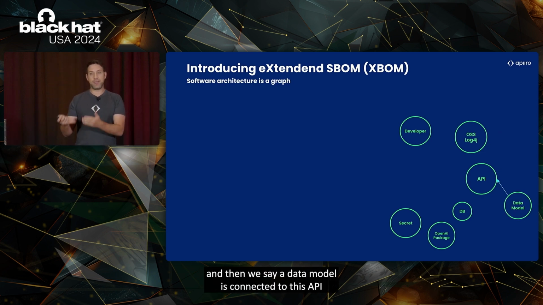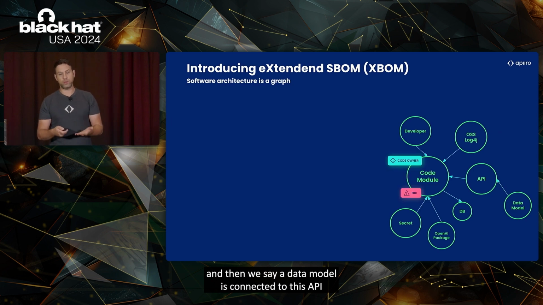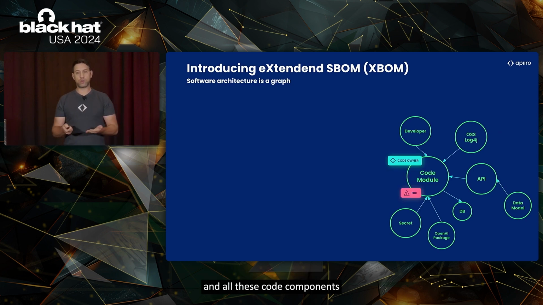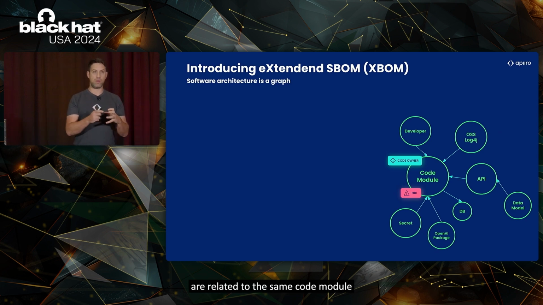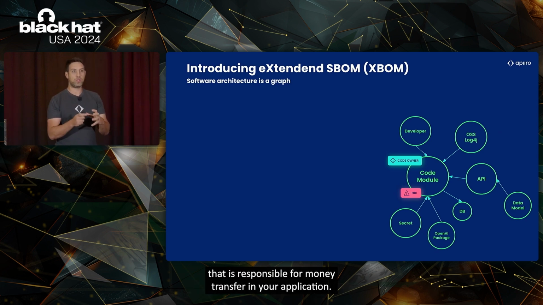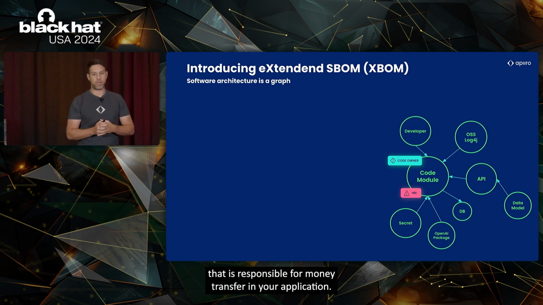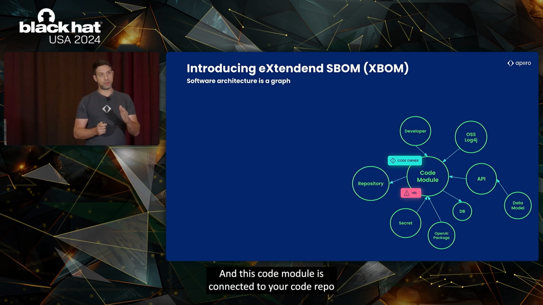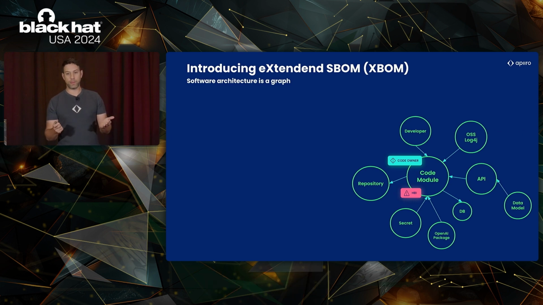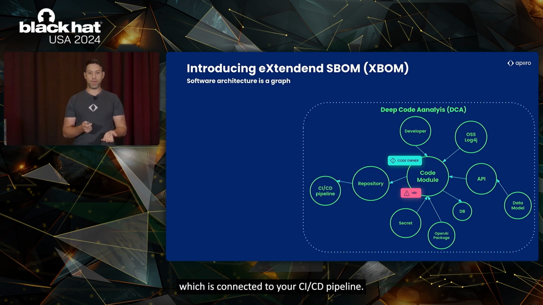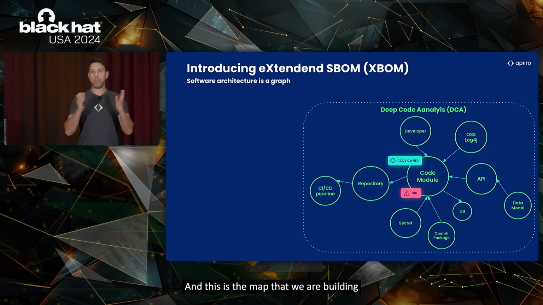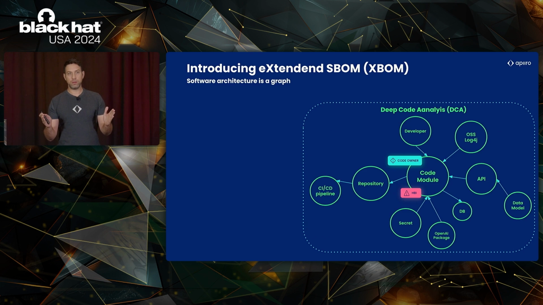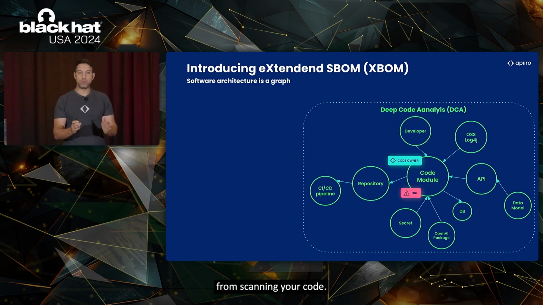And then we say a data model is connected to this API. And all these code components are related to the same code module that is responsible for money transfer in your application. And this code module is connected to your code repo, which is connected to your CI/CD pipeline. And this is the map that we're building from scanning your code.